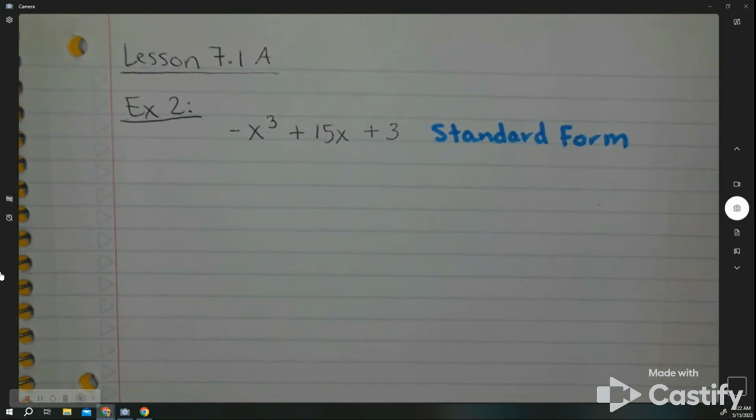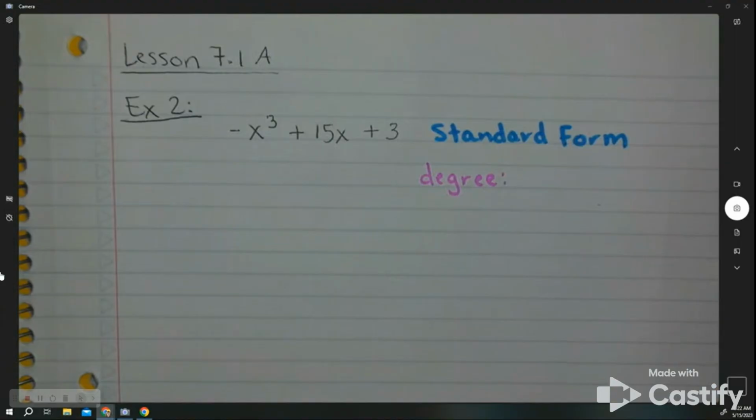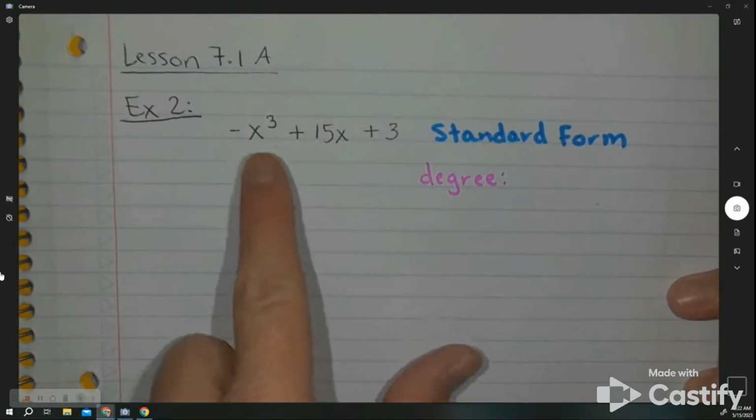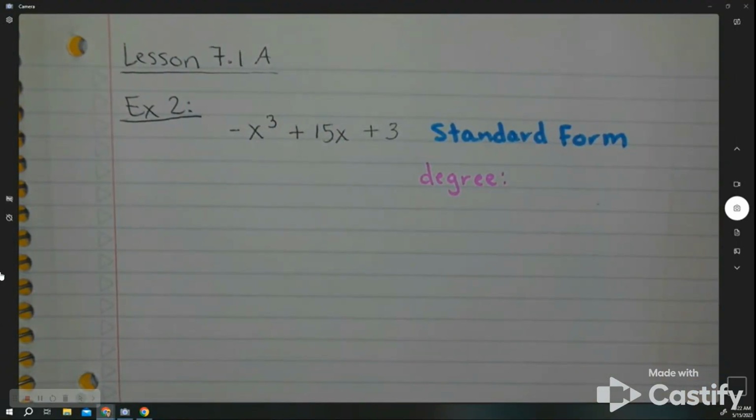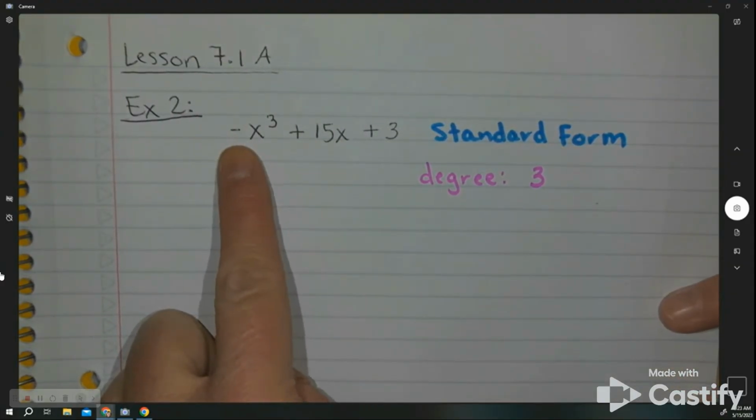And then it asks us to say what is the degree of this? Remember, we're looking at the greatest degree of our terms. So the greatest degree would be the 3, so the degree of this would be 3. And then it also asks, what's the leading coefficient? Well, when I'm looking for the leading coefficient, again, I'm looking for that number out in front of the first variable. But notice how we just have a negative sign.